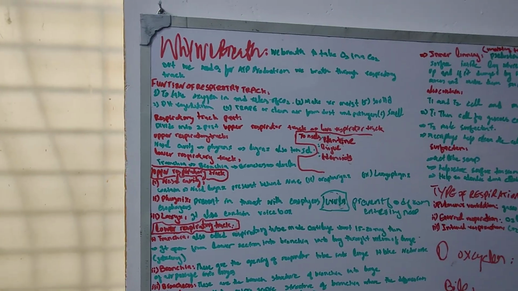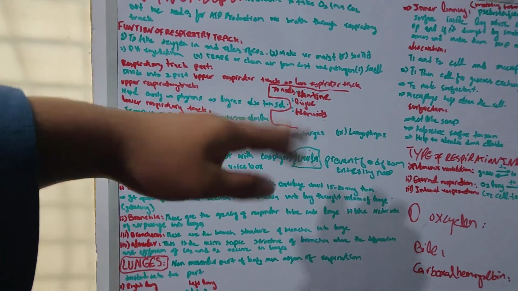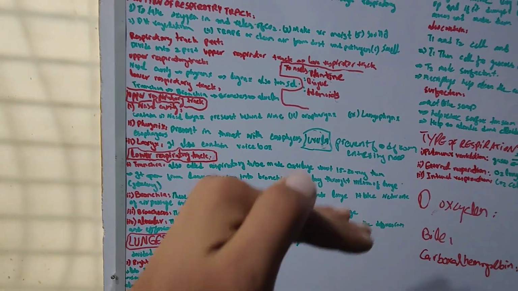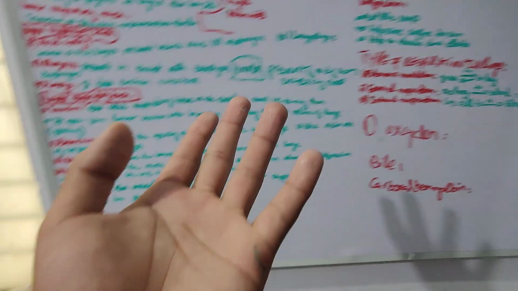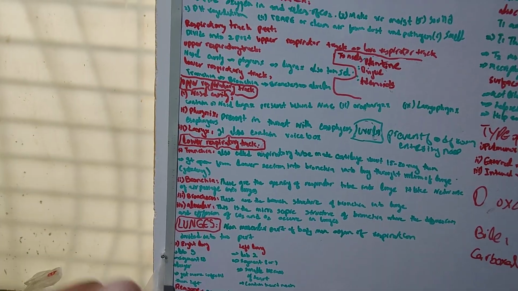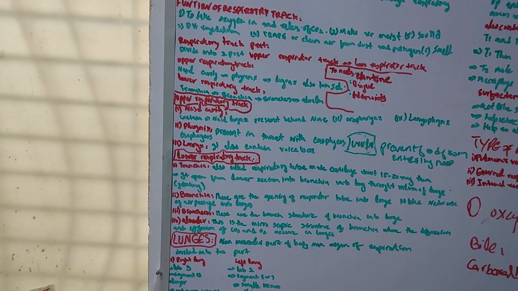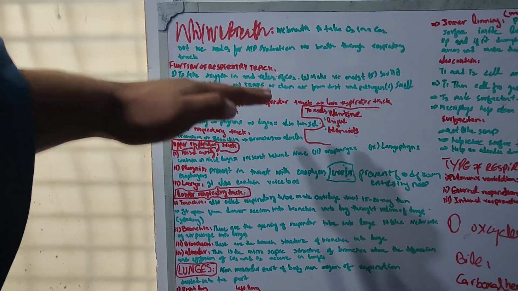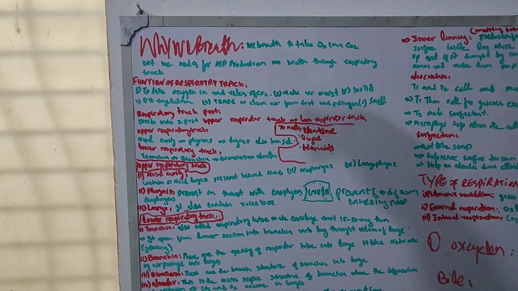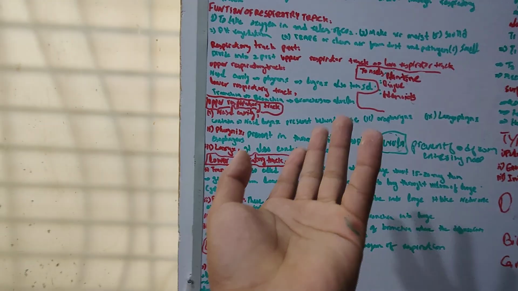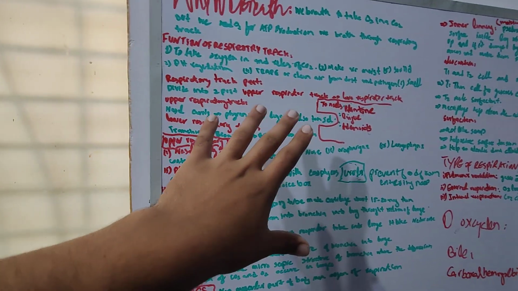Then pH regulation. As we know, when the concentration of carbon dioxide goes up and carboxyhemoglobin goes up, it makes more carbonic acid in the body, which changes the pH, so it helps to regulate the pH.